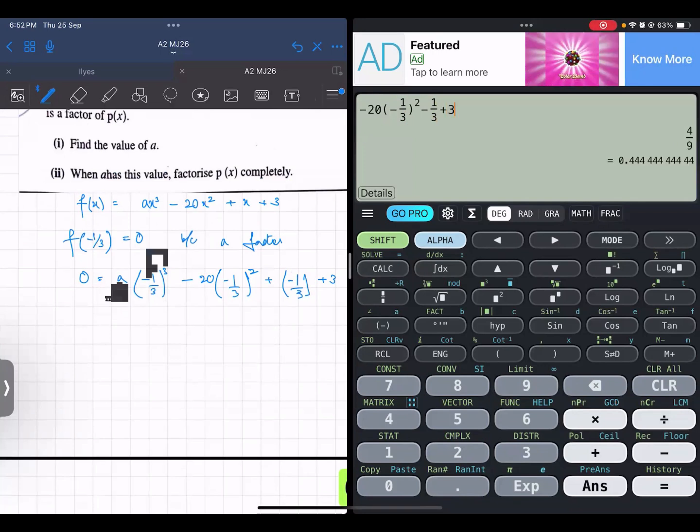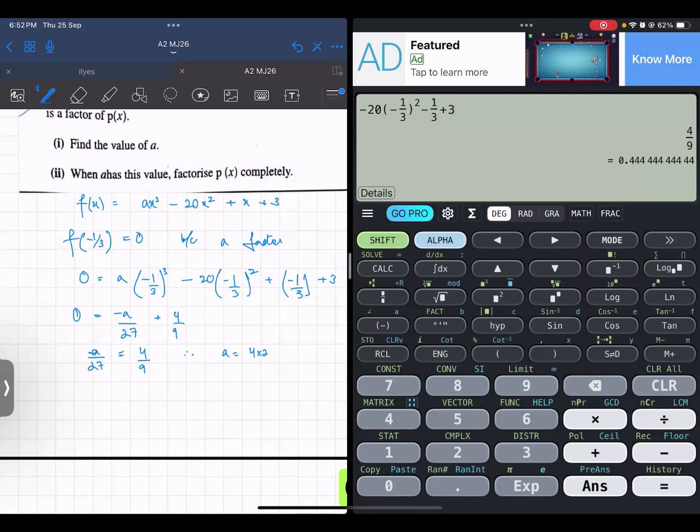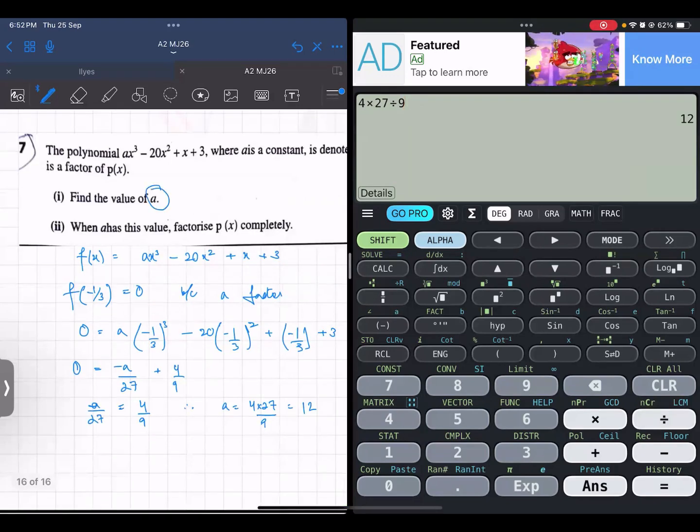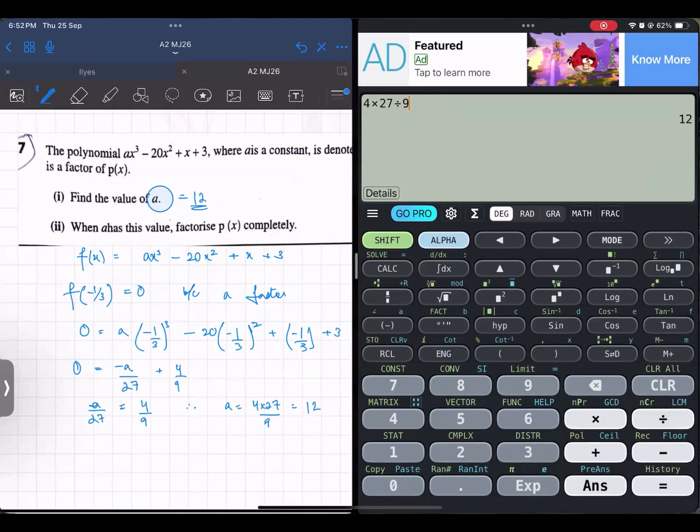4 upon 9. So this would be equal to 0, negative a upon 27 and plus 4 upon 9. So a upon 27 equals 4 upon 9. And then therefore a would be equal to 4 multiplied by 27 upon 9, which is equal to 12. So the value of a is coming out as 12. That's it. Do you get it?